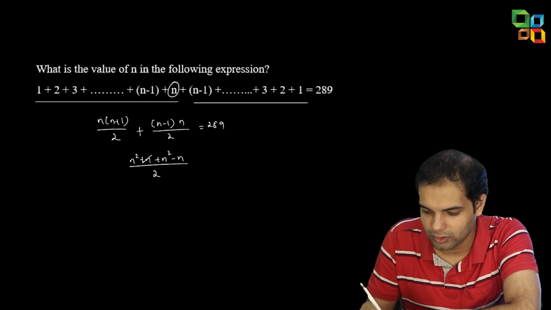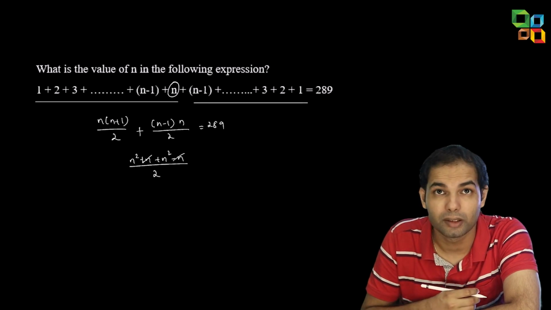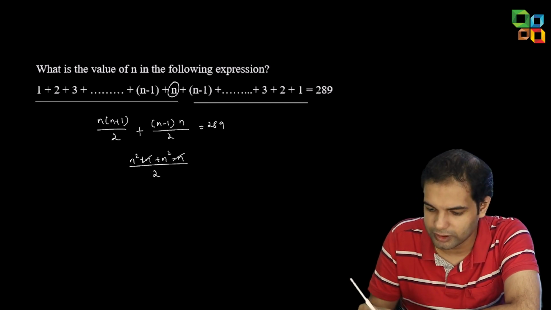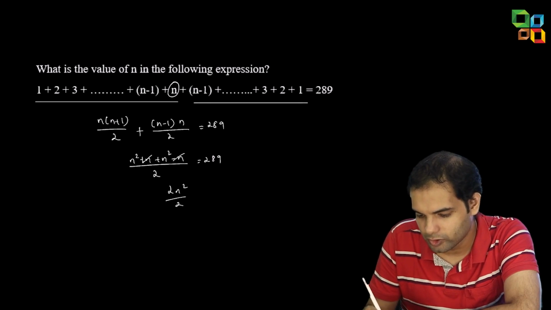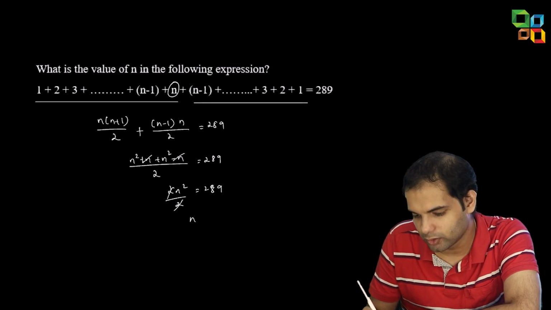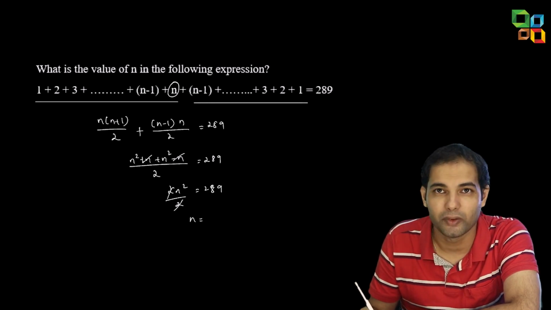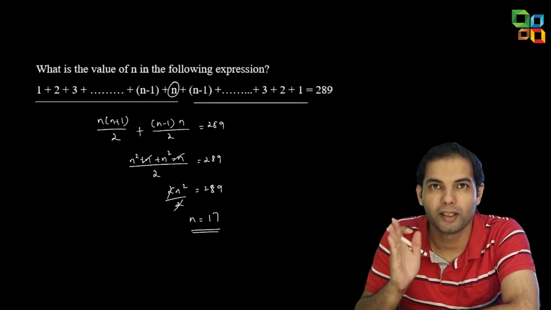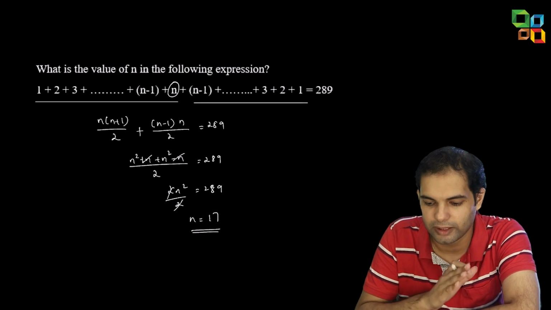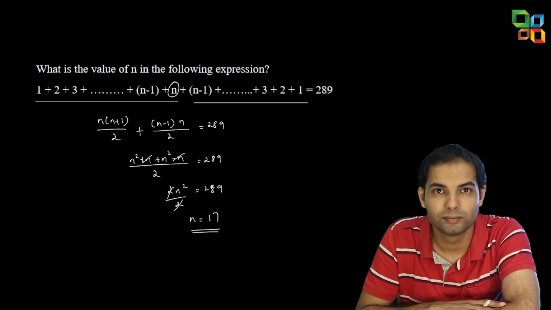So n square plus n square minus n. The n minus n will get cancelled. So this is nothing but 2n square by 2. The 2 and 2 will get cancelled, which is 289. n square equals 289, n can be 17 or minus 17, but we are talking about terms here, so we take it as positive. So n equals 17 is the solution.